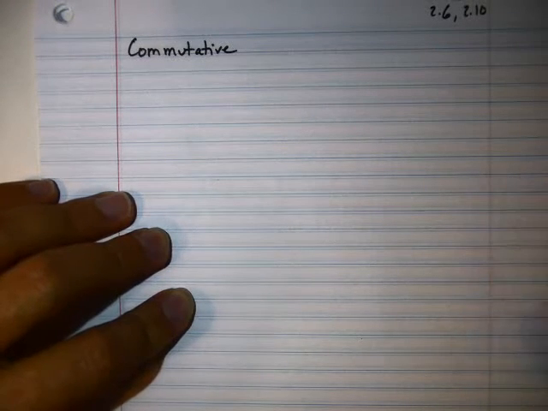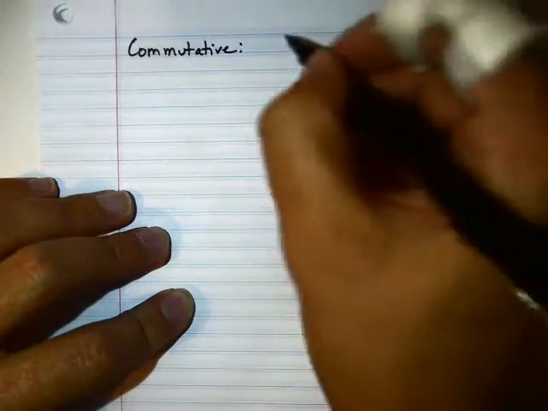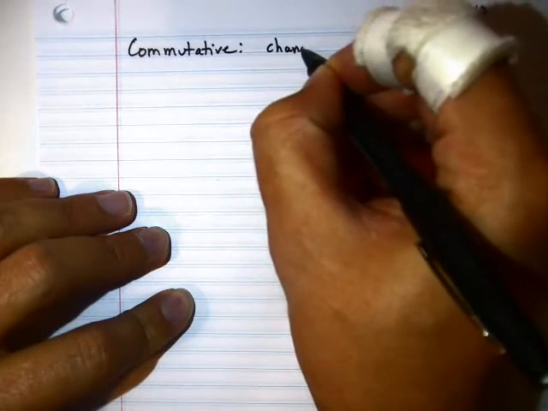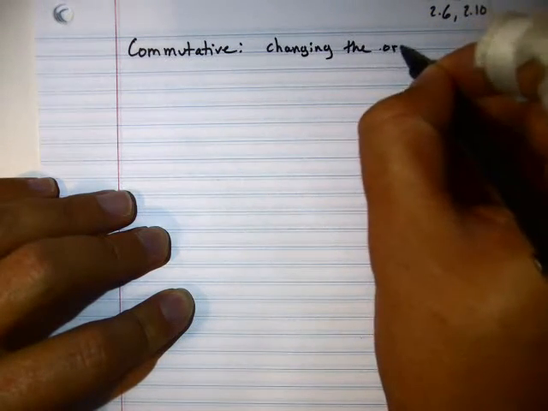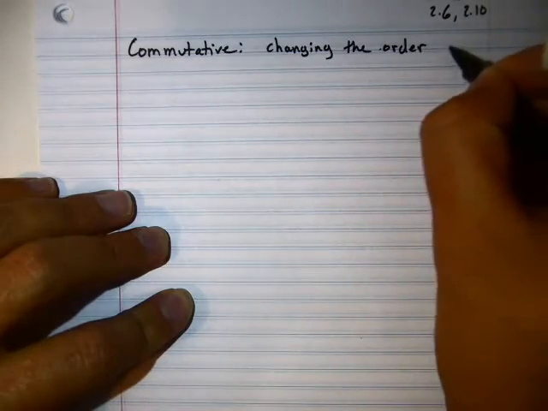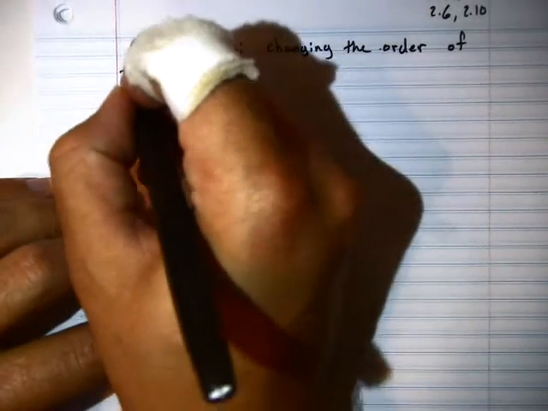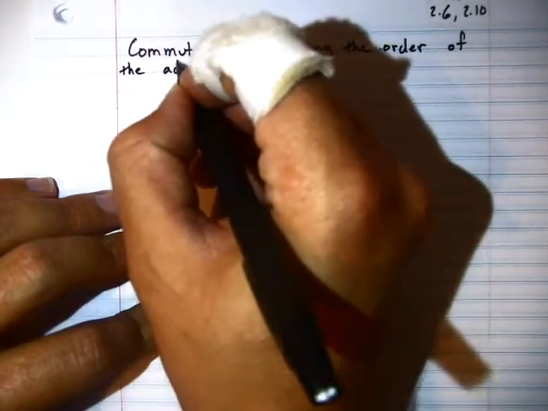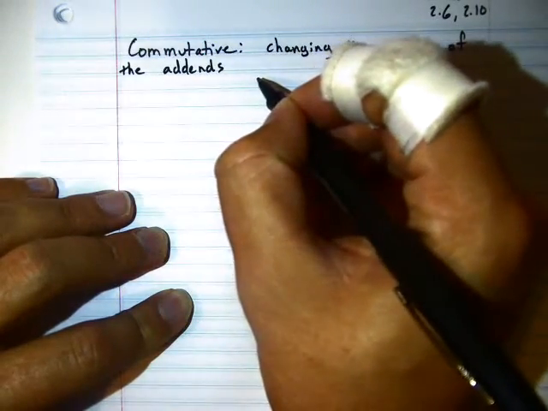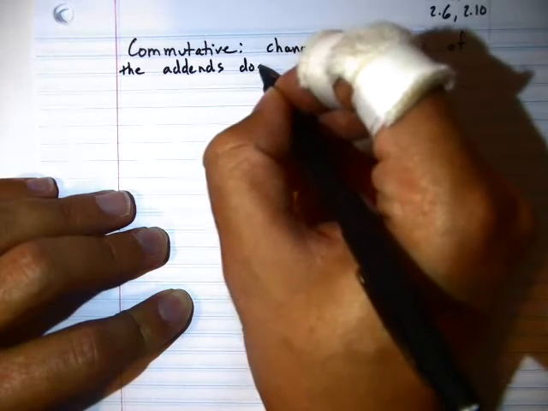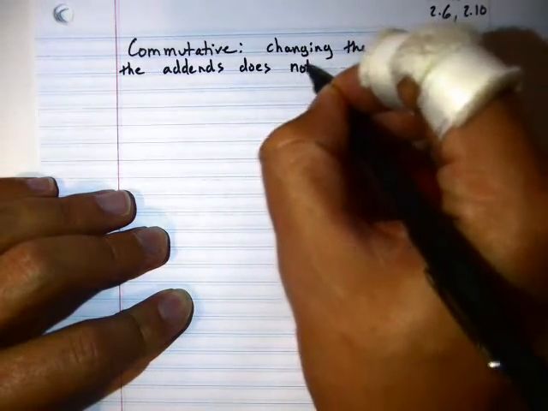Now, the commutative property tells us that when we are finding a sum, changing the order of the addends does not change the sum. So let's write that and then we'll look at what that means. Changing the order of the addends does not change the sum.